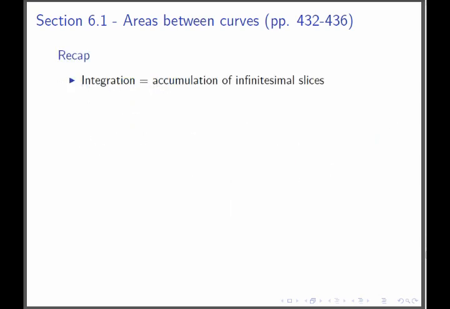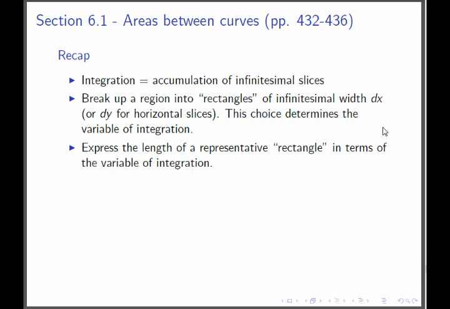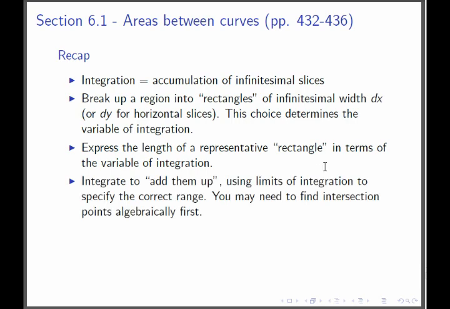So to recap, integration is the accumulation of infinitesimal slices. We break up a region into rectangles of infinitesimal width dx if we're using vertical slices, or dy if we're using horizontal slices. And this choice will determine the variable of integration. Next, we express the length of a representative rectangle in terms of the variable of integration. So this is x if you're using vertical slices, and y if you're using horizontal slices. Next, we integrate to add them up. We use the limits of integration to specify the correct range, and you may need to find the intersection points algebraically first.